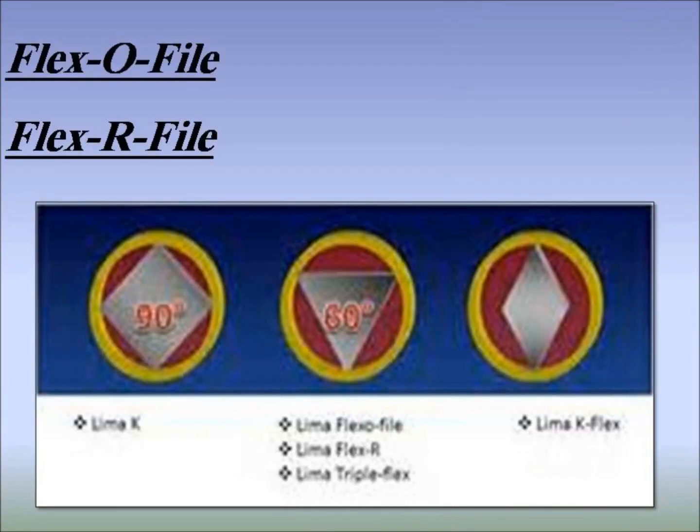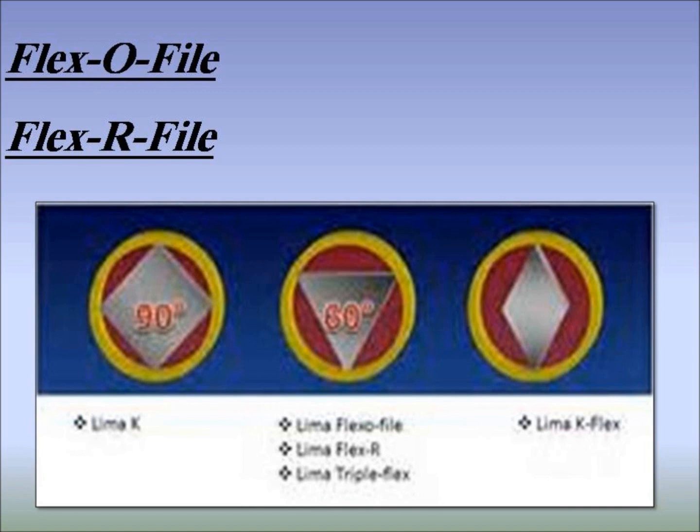Flex-o-file. This instrument resembles the K-type file, but it is triangular in cross section. There is better cutting action and more room for debris, better flexibility, and it is more resistant to fracture. The tip of the instrument is non-cutting, so no apical ledge formation is possible.